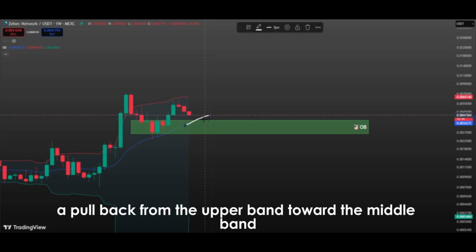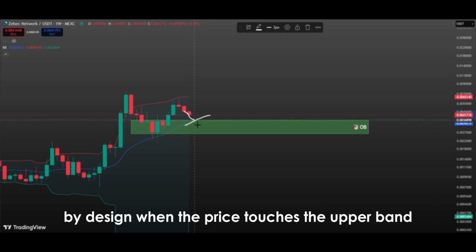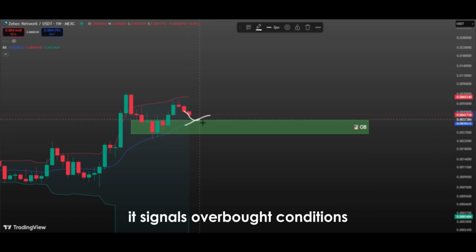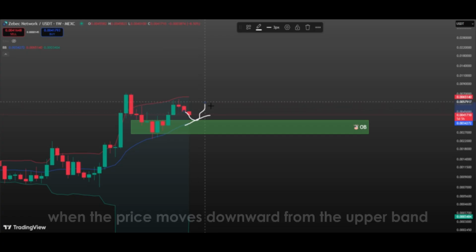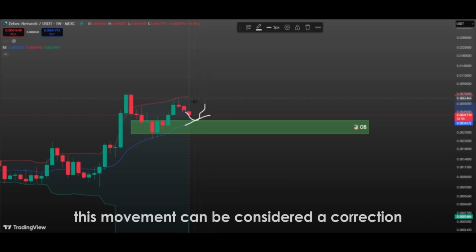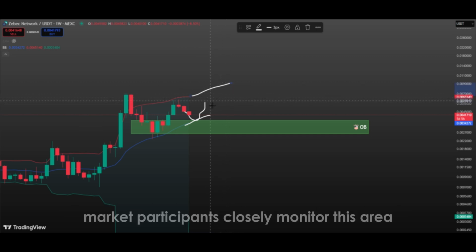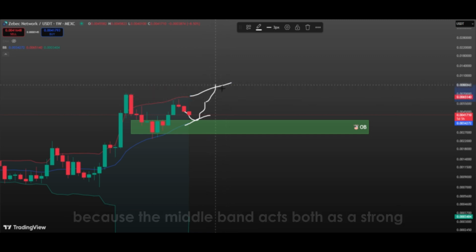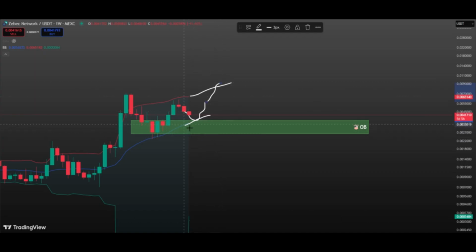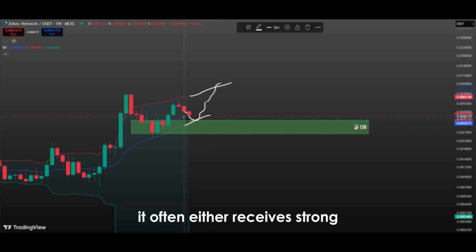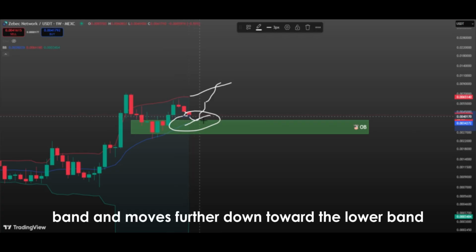At this point, a pullback from the upper band toward the middle band is a highly critical technical detail. By design, when the price touches the upper band, it signals overbought conditions, while approaching the lower band signals oversold conditions. Therefore, when the price moves downward from the upper band, this movement can be considered a correction. Especially when the price begins to move toward the middle band, market participants closely monitor this area because the middle band acts both as a strong support level and a zone confirming the trend direction. When the price reaches the middle band, it often either receives strong support and reacts upward or breaks through the band and moves further down toward the lower band.